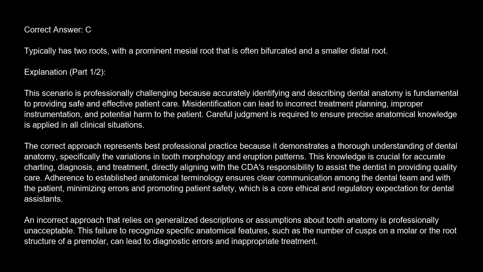Correct answer is C. Typically has 2 roots, with a prominent mesial root that is often bifurcated and a smaller distal root. Explanation. This scenario is professionally challenging because accurately identifying and describing dental anatomy is fundamental to providing safe and effective patient care. Misidentification can lead to incorrect treatment planning, improper instrumentation, and potential harm to the patient. Careful judgment is required to ensure precise anatomical knowledge is applied in all clinical situations.